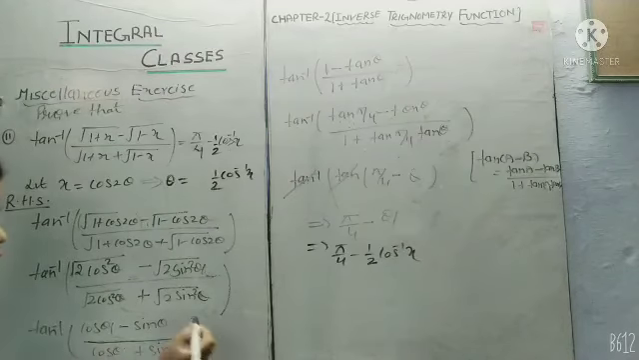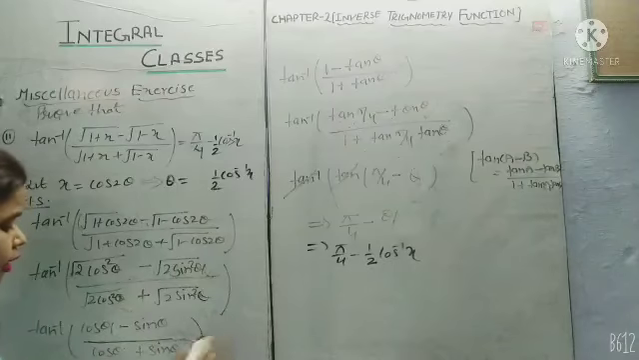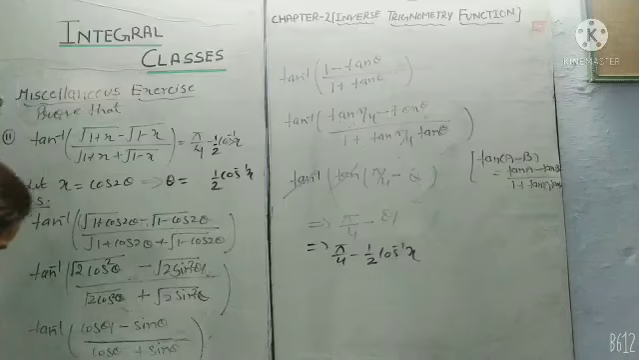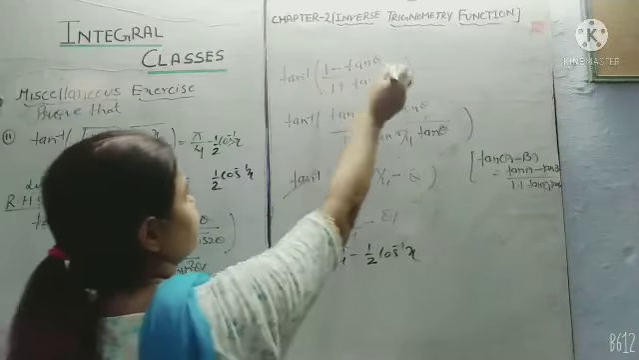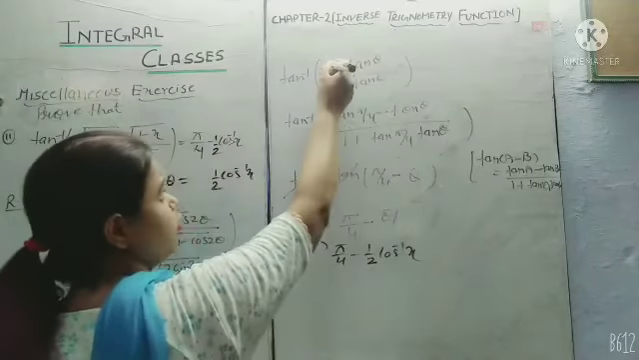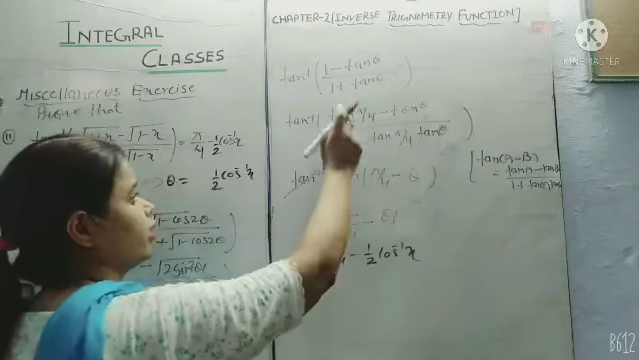Now student, we will multiply and divide it. Both numerator and denominator will be divided by cos theta. So it will become 1, and it will become tan theta. So tan inverse of 1 minus tan theta upon 1 plus tan theta. Now what is the value of tan?